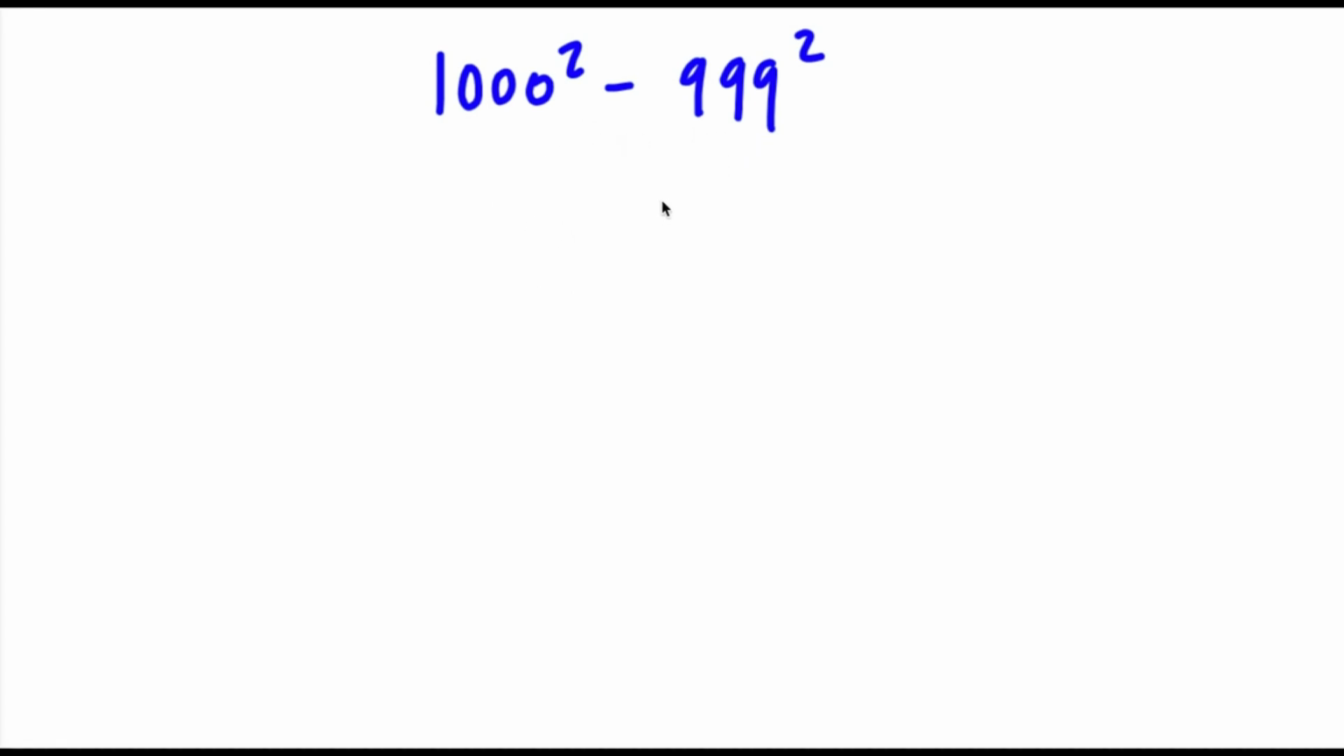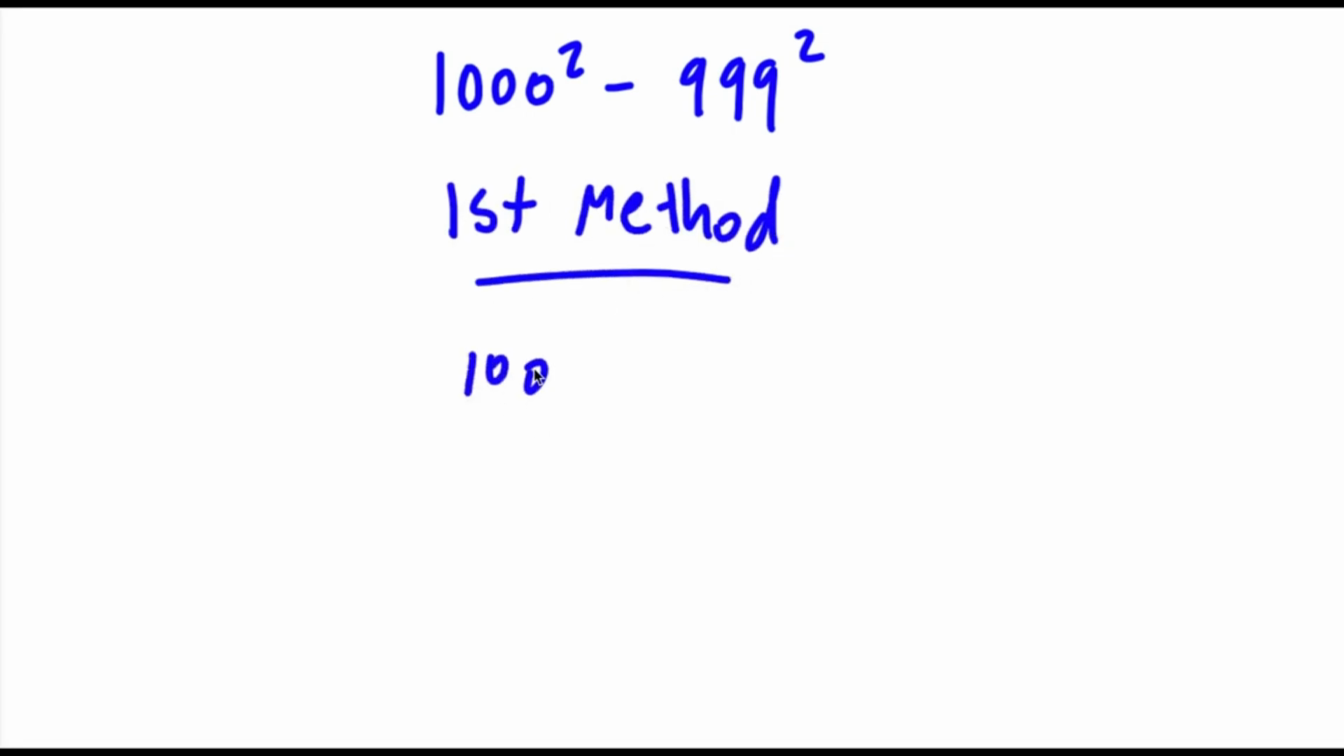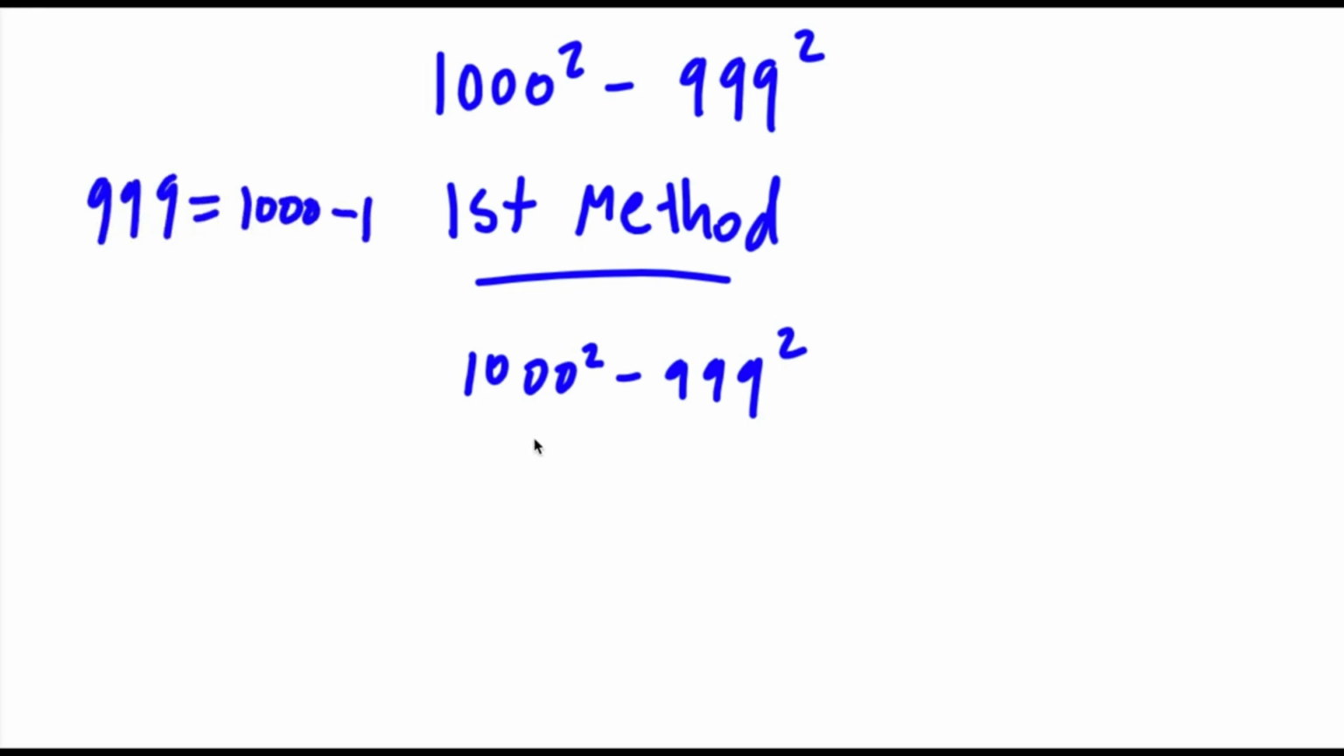And I actually have two methods to solving this problem. So the first method is, well, we start with 1000 squared minus 999 squared, and then 999, this is the same thing as 1000 minus 1. So now I'm going to replace 999 with 1000 minus 1. So now I have 1000 squared minus (1000 minus 1) squared.